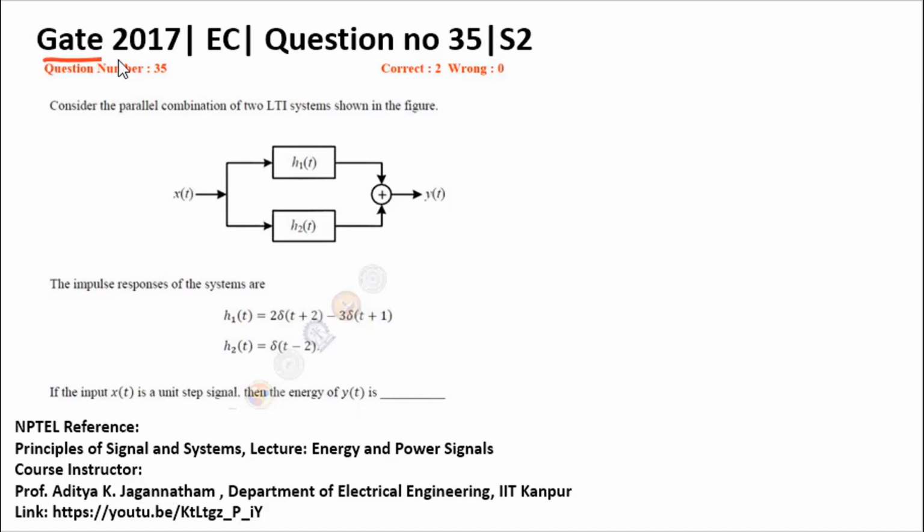So this question was asked in GATE 2017 Electronics and Communication paper set 2, in which you are given a parallel combination of two LTI systems. One is h1 of t and one is h2 of t, and these two are connected in parallel, and the values of h1 of t and h2 of t are given. Now if you apply an input x of t as a unit step signal, then you need to find the energy of signal y of t.